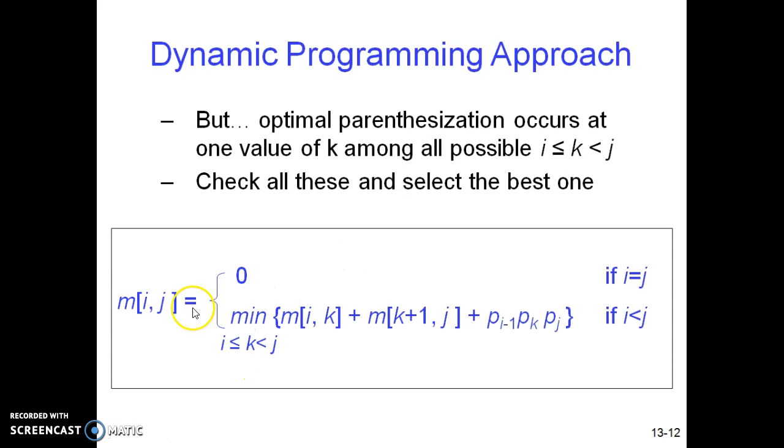This is the final result. If i and j are equal, that means it's the same matrix and we cannot multiply, so the cost is 0. Otherwise, when i is less than j, the result is computed by the formula. This is the general way of matrix chain multiplication. It is a very important algorithm in the dynamic programming approach.